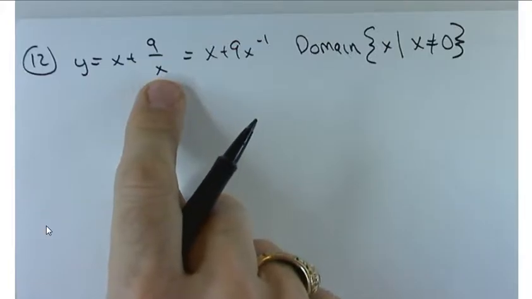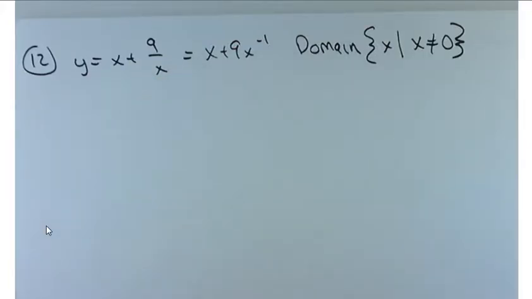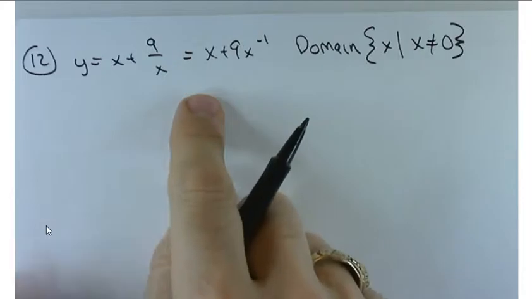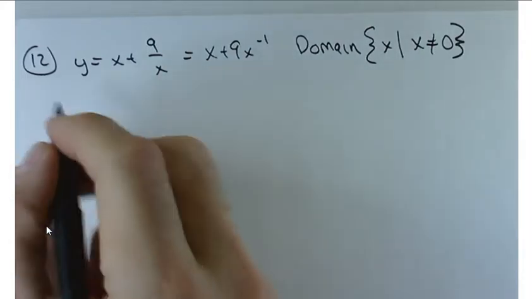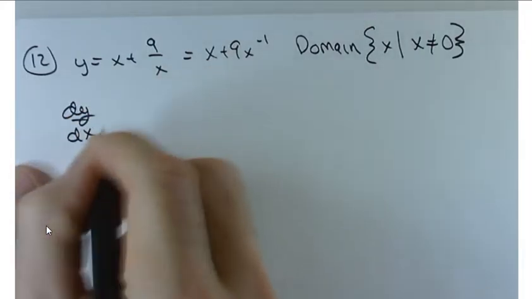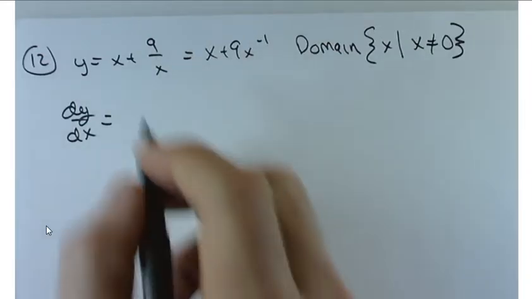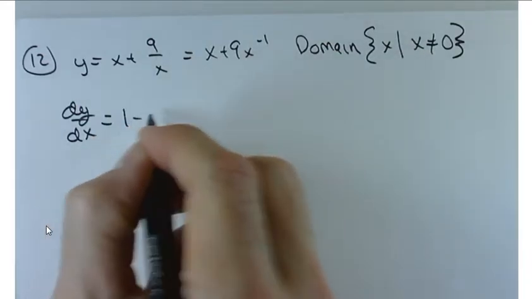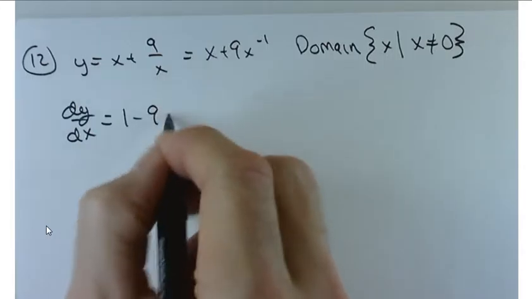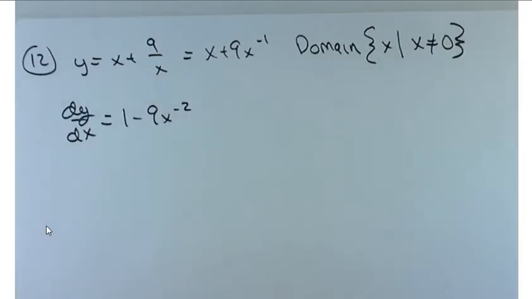But here's the thing. The function and its derivative can actually change signs there. So we need to figure out where this function can change signs. Let's worry about the derivative first. So dy by dx. And for that, I'm going to look at the second form of this function. Cleef, what will be the derivative here, please? Perfect. I'm just going to write that as 1 minus 9x to the negative second.